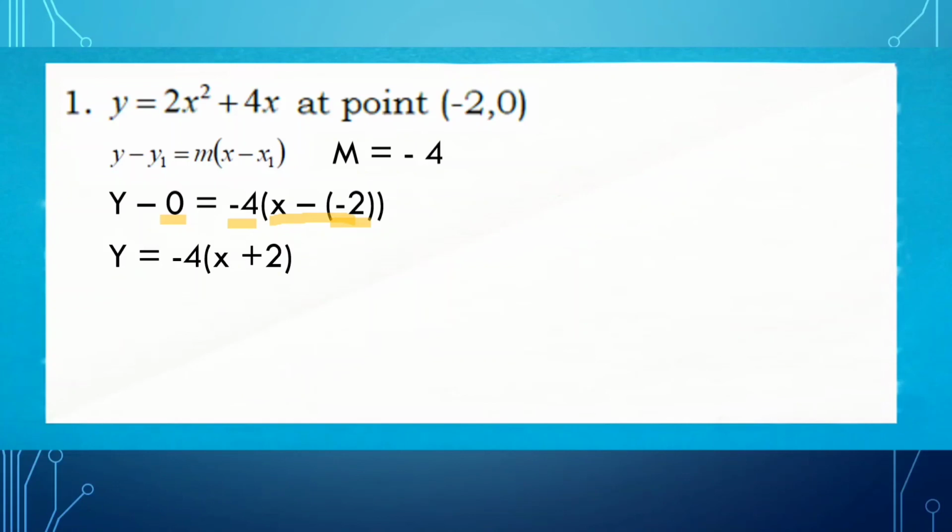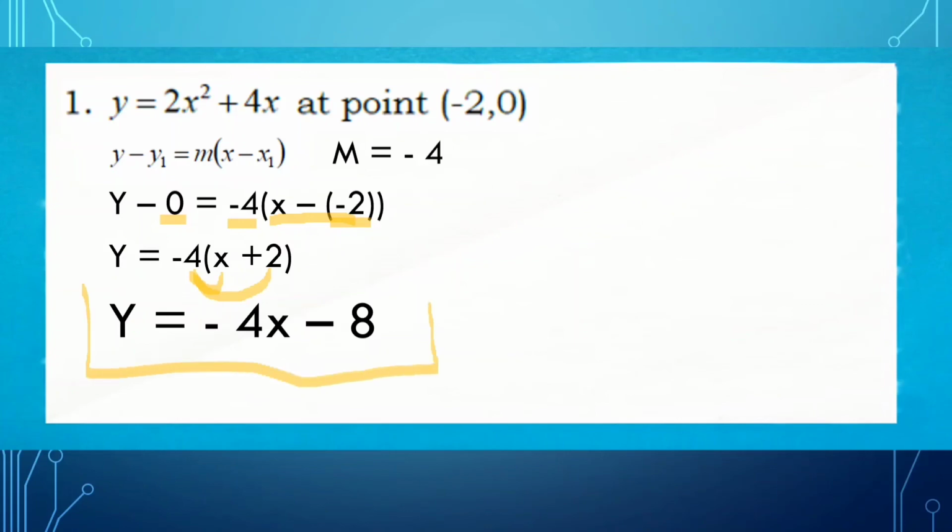Okay, so we have to simplify x minus the quantity -2. That will become x plus 2. After that, we have to distribute -4 the quantity x plus 2. So the equation of the tangent line is y is equal to -4x minus 8. So that's it. We have already the slope and equation of the tangent line. It's so easy, isn't it?